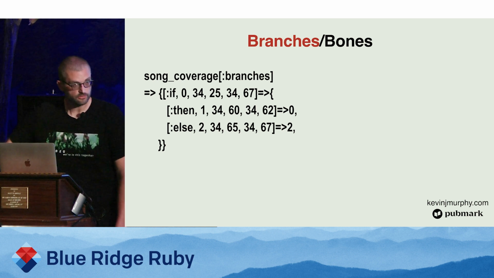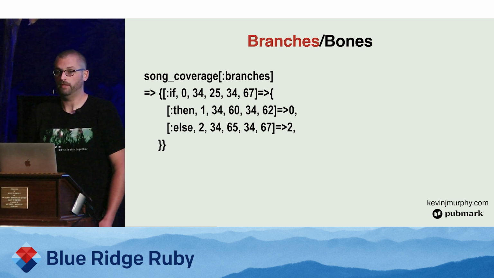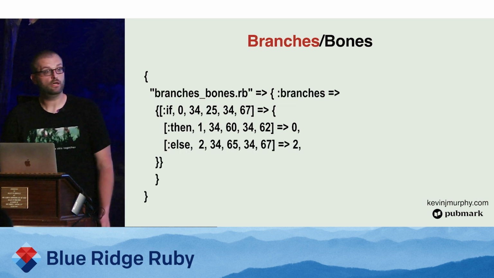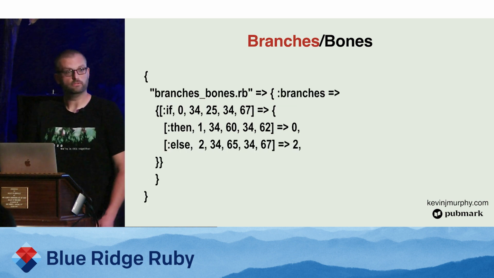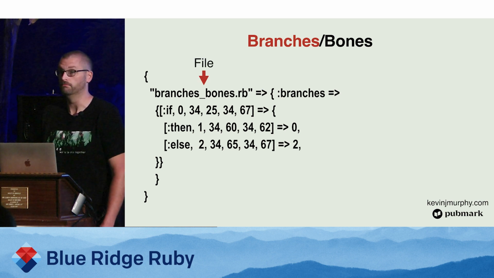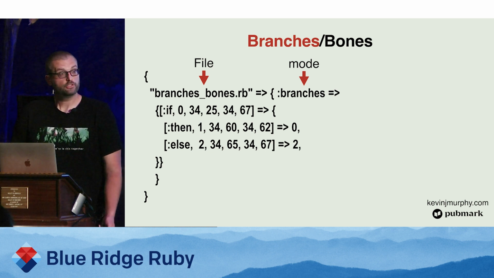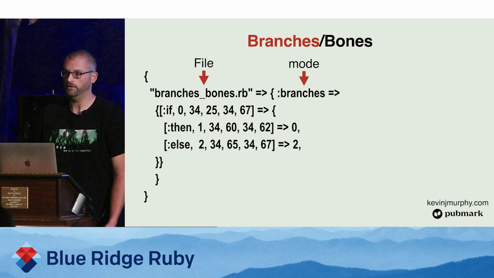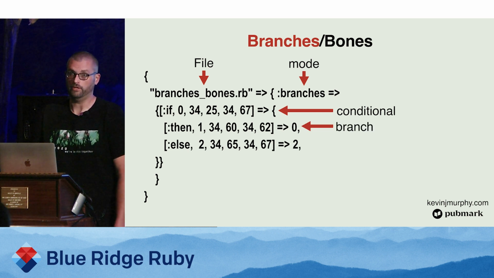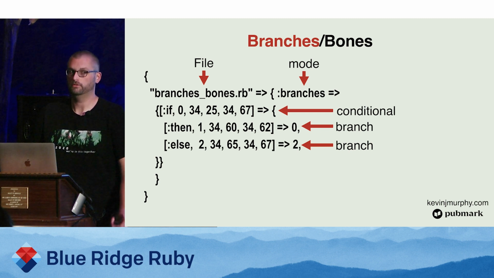So once more, for nostalgia purposes, let's all work together to talk about what comes back when you ask coverage for its result. You get back a hash keyed on the name of a file executed while coverage is running, the value of which is another hash keyed on the mode of coverage. For branches mode, the value of which is another hash keyed on each conditional in the file. The values of that hash are another hash keyed on each of the branches in the conditional in the file that were executed while coverage is running.